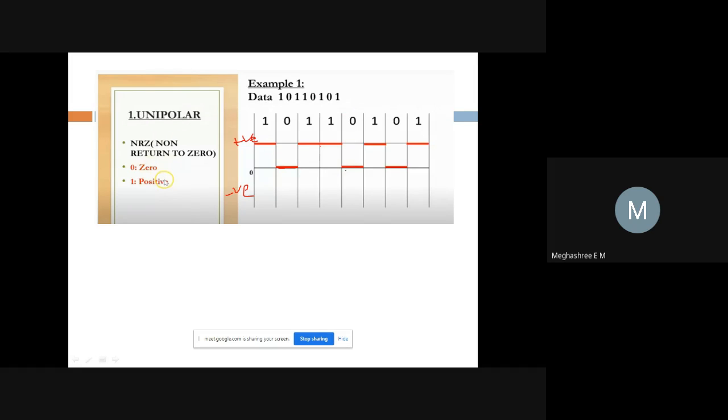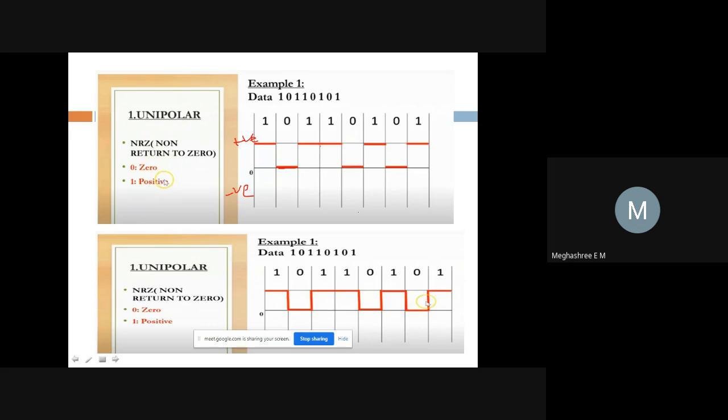Next is 0, zero voltage. The next bit is 1 at the positive side. The next bit is 0, that is at the reference level, and the next bit is 1, that means the positive side. So this is how you need to draw the digital signal for the digital data. Later on, you have to join all these lines. Once you complete that, the signal will look like this. I'm just joining these lines. After joining this, you will get the digital signal in this form.